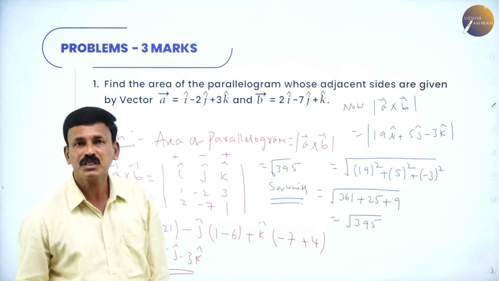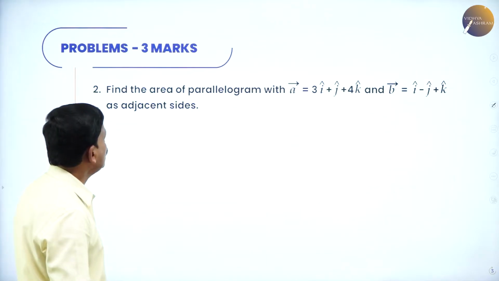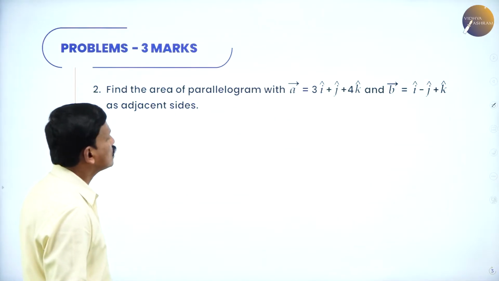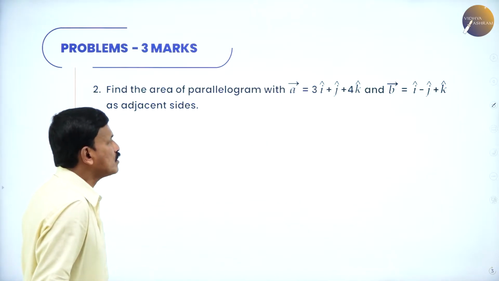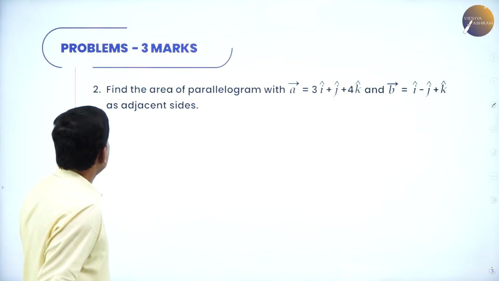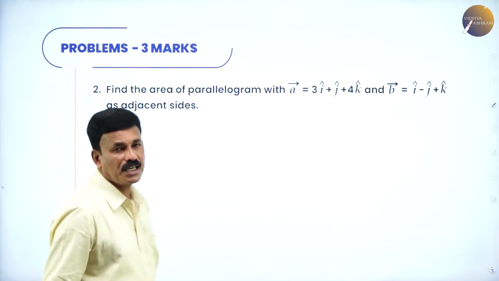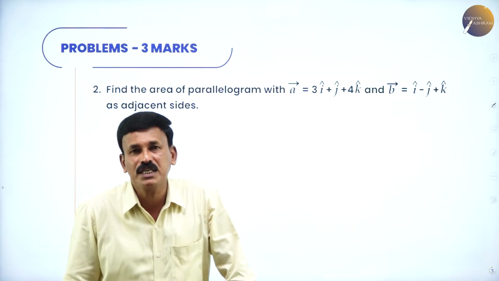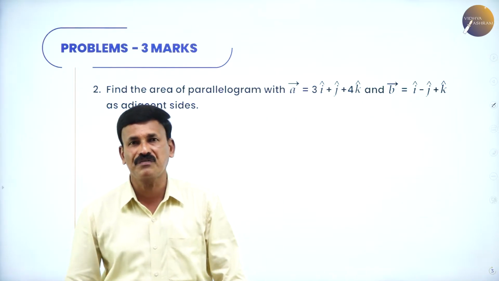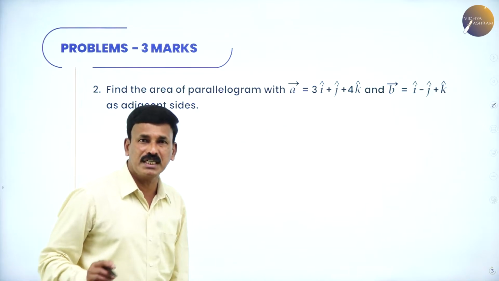Now let us come to the next problem. Same type. Find the area of a parallelogram with vectors A equal to 3i plus j plus 4k and vector B equal to i minus j plus k as the adjacent sides. Same type of problem. If A and B are the adjacent sides of a parallelogram, then the area of the parallelogram is the length of A cross B. Now find out A cross B here.